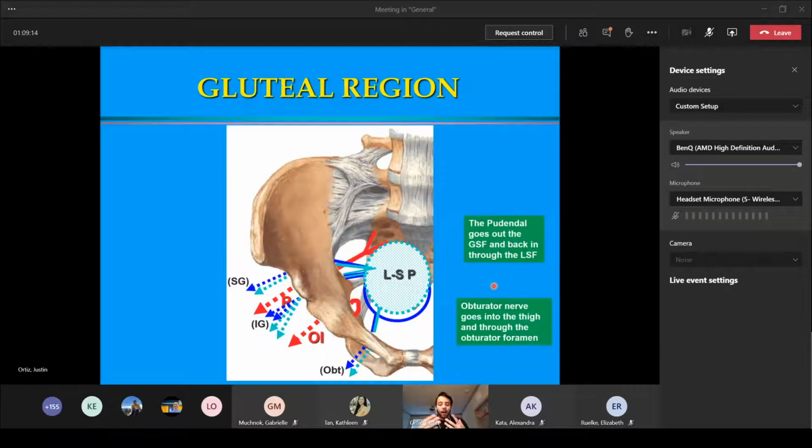Okay, we talked about the pudendal nerve, right? It kind of does like this little 180 degrees thing. It goes out the greater sciatic foramen, and then it comes back in through the lesser sciatic foramen, right?